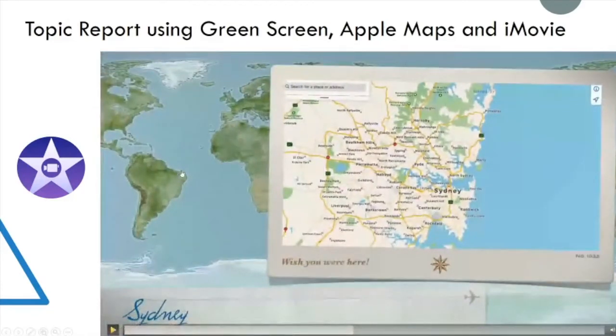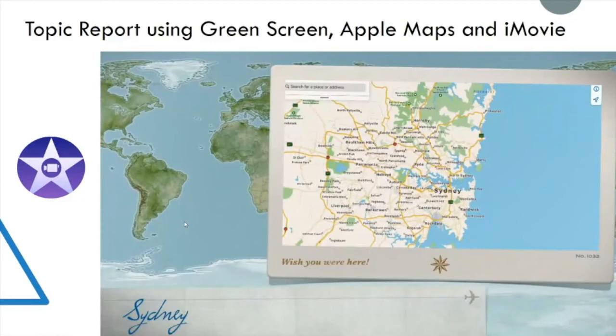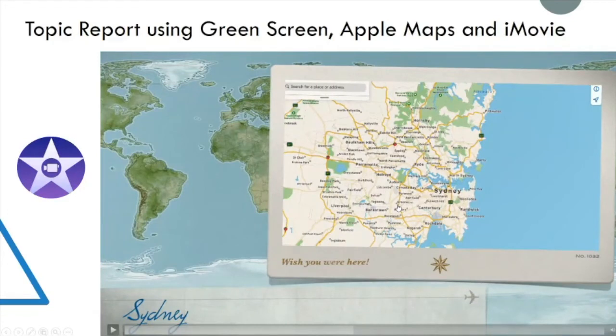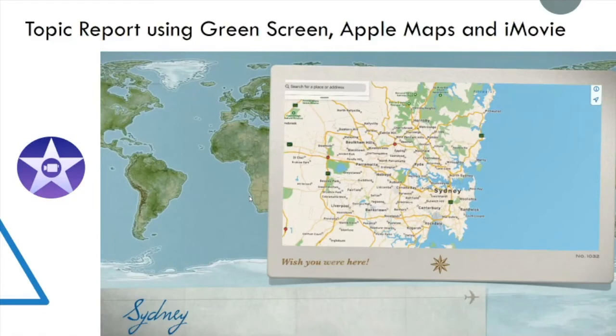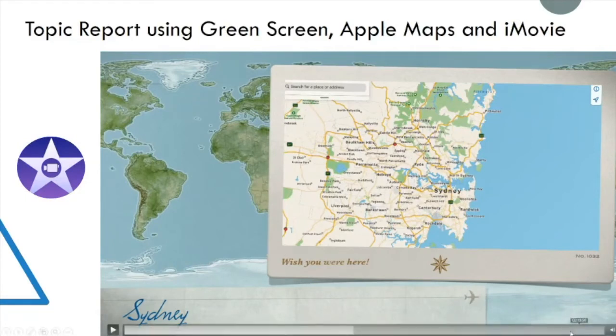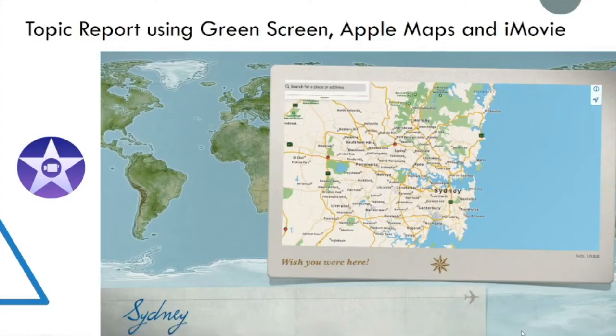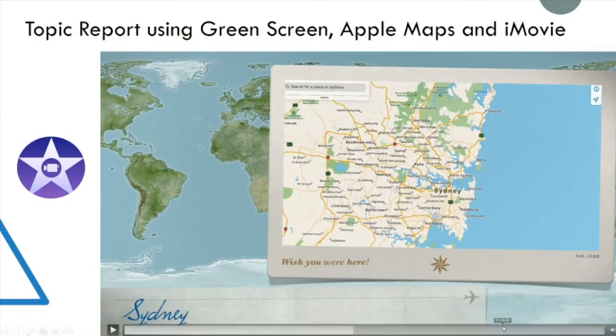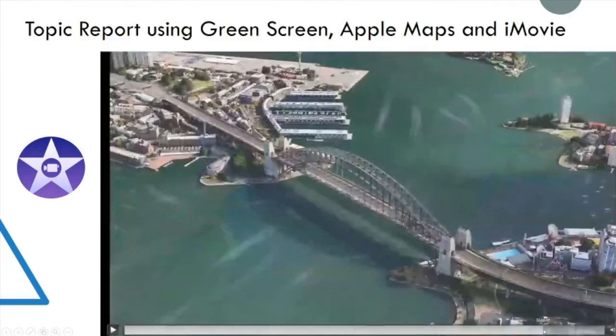So you can see these transitions are actually already included in iMovie. There's different themes that you can choose from that give you a really nice end product. These were just screenshots of Apple Maps. And then we had some copyright-free pictures of the landmarks with the Bitmoji that was created in green screen. But if I spin to the end, you'll see how you can have a flyover using Apple Maps, and that can be recorded on your iPad.